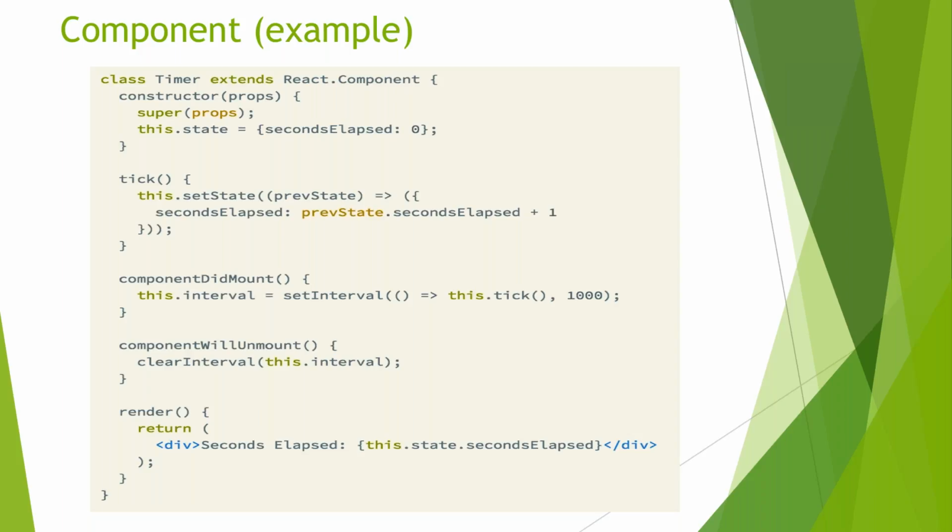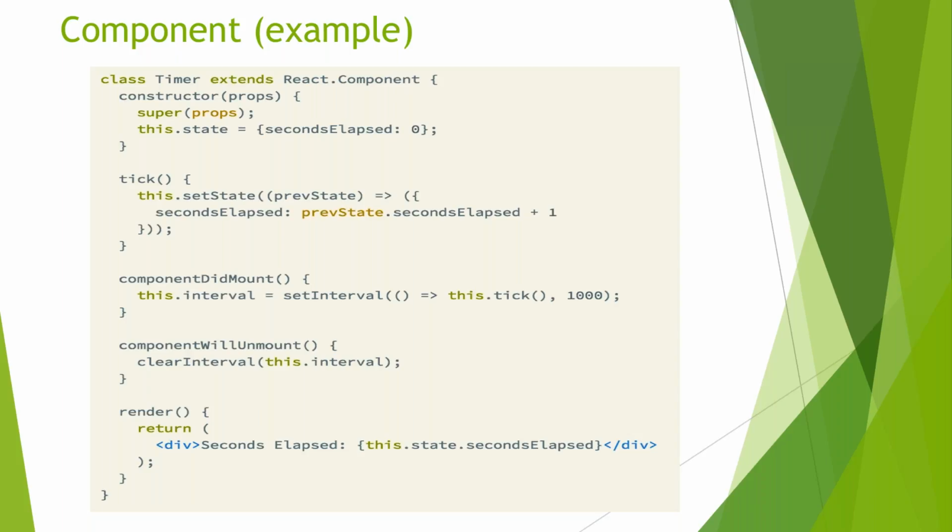If you see here in the render function, I have created a div. Inside the div, I have some text written which says seconds elapsed, and inside that I'm giving it a value. So it says this.state.secondsElapsed. Now this.state.secondsElapsed is basically considered a variable.